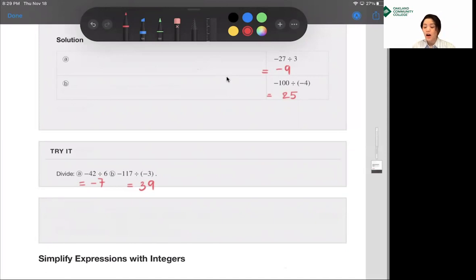Okay. So those are the basic rules when you're dividing or multiplying integers.